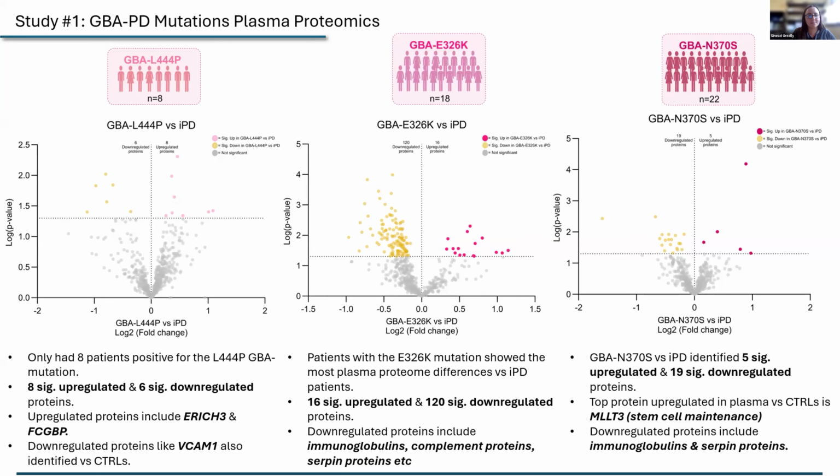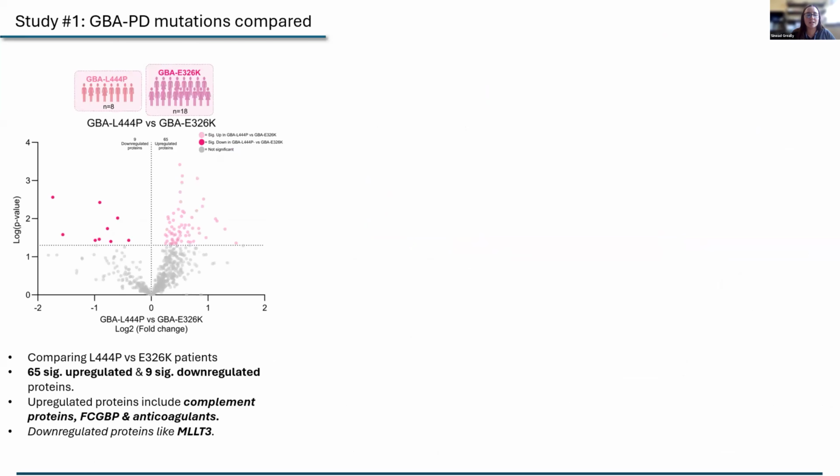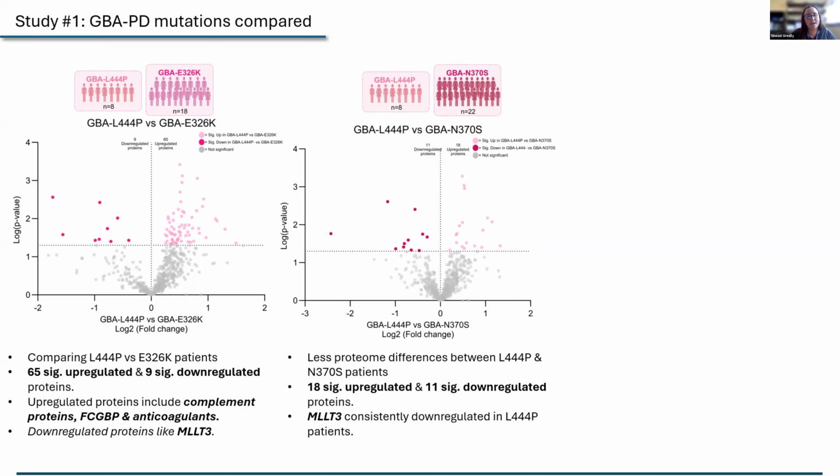immunoglobulins and serpine proteins. Lastly, I also then compared each group against one another, so each of the mutations. For L44P versus E326K, there was a huge upregulation of 65 significant upregulated proteins and 9 significantly downregulated proteins. A lot of the upregulated proteins included complement in this group now versus the other mutation, and anticoagulants, and a downregulated protein like MLLT3.